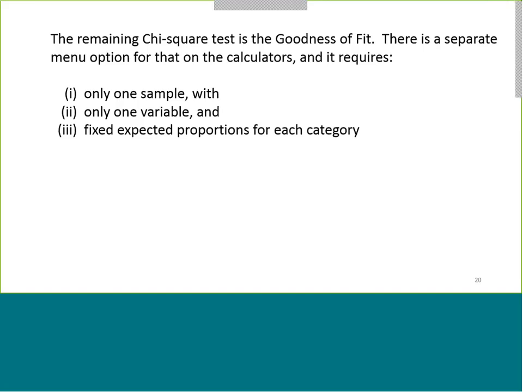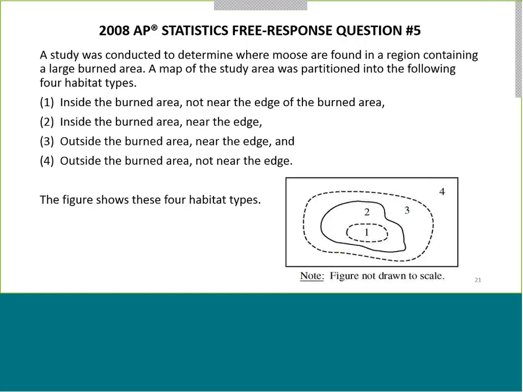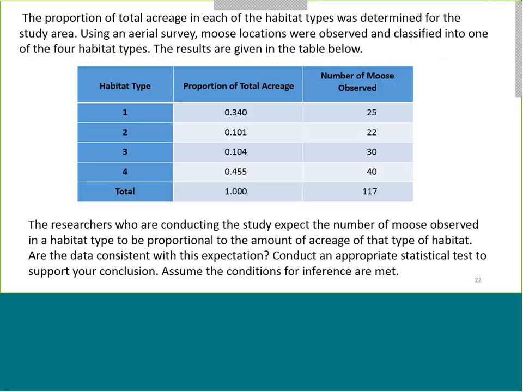So the example we have for that one is the moose problem from a few years ago. Was that 2008, right? Uh-huh. So there, the data is in the right-hand column, the number of moose. The fixed proportions, or the acreages, those are what we're really comparing to.